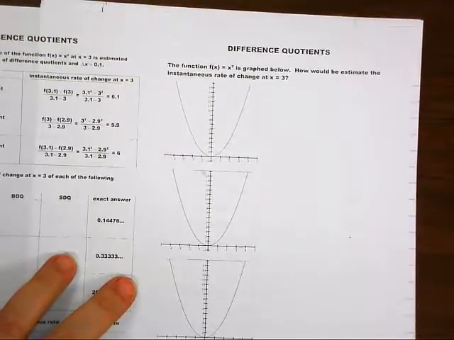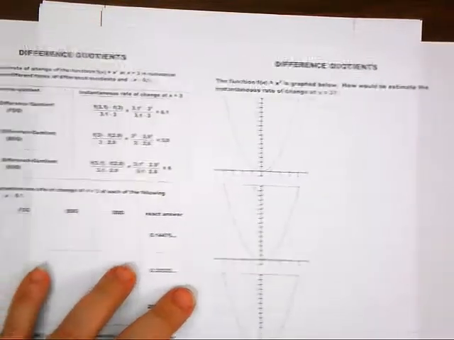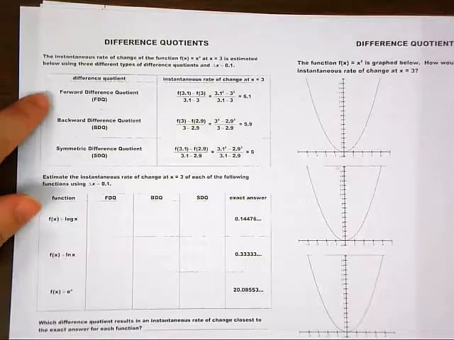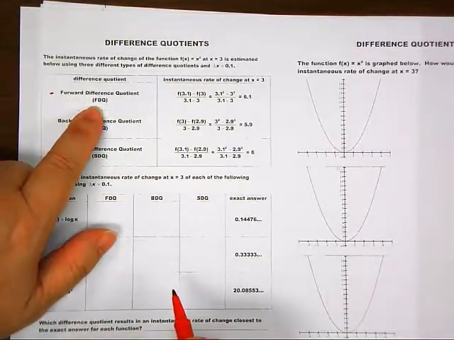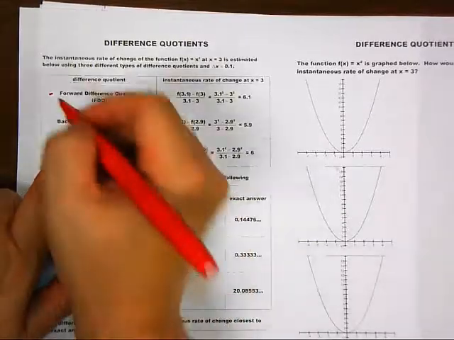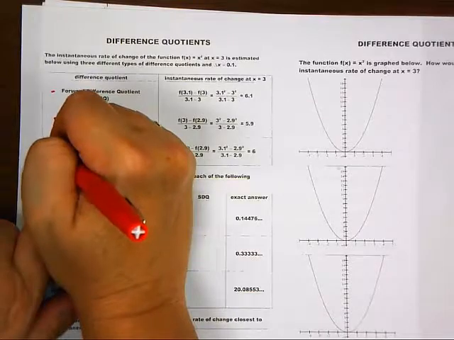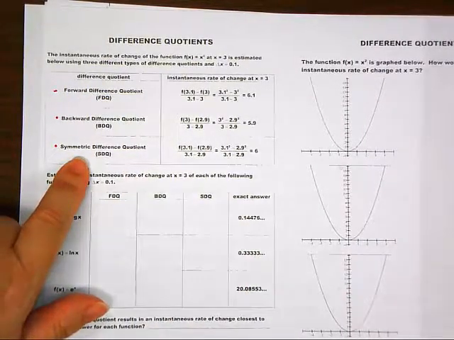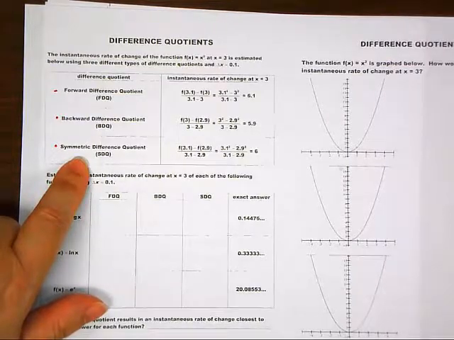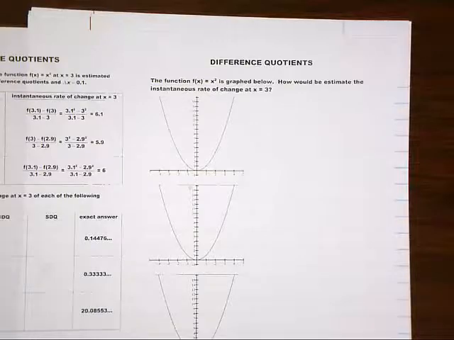Okay? Now, for calculus purposes, there are three different types of difference quotients. And over here on the left, they give the three names. There is the forwards difference quotient, which is abbreviated FDQ, the backwards difference quotient, which is abbreviated BDQ, and the symmetric difference quotient, which is abbreviated SDQ. We're going to give you an example of each in terms of a theoretical formula, and then we're going to put some reality to it. So let's go to the right first.